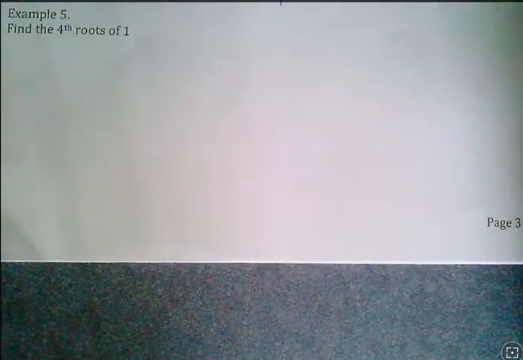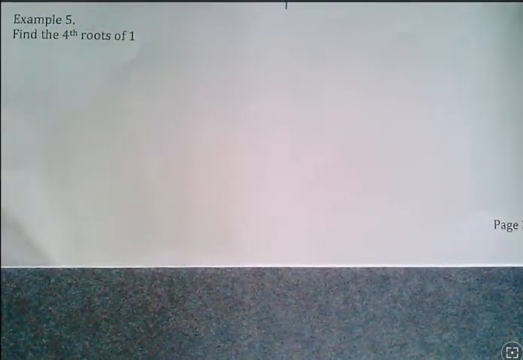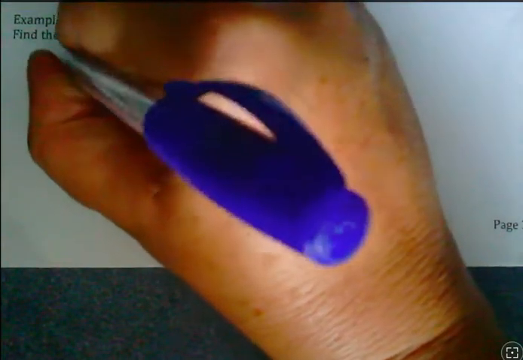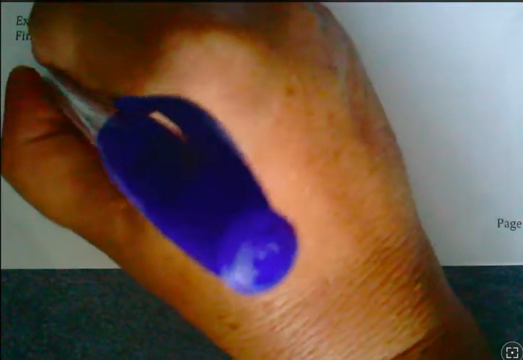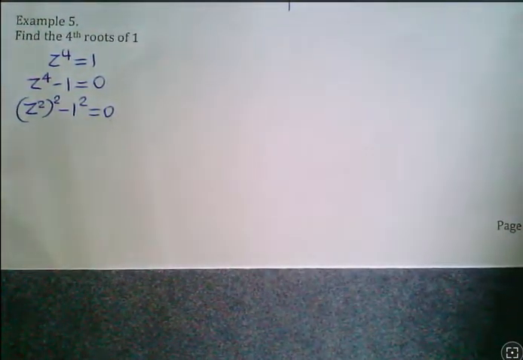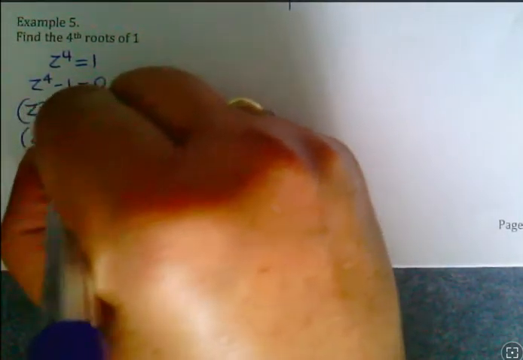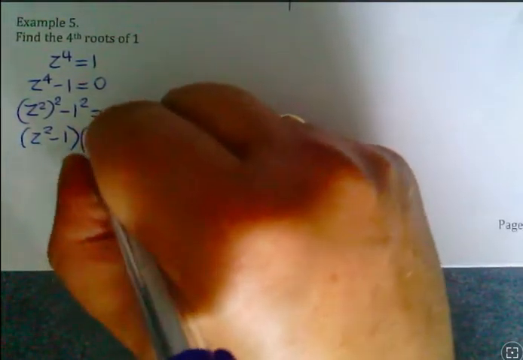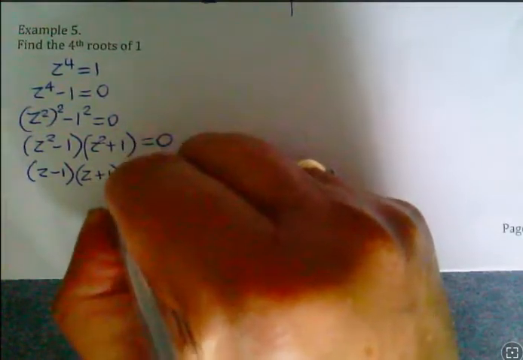Now for the last question on page 3, find the 4th roots of 1. So if z to the power of 4 equals 1, then z to the power of 4 minus 1 equals 0. So that's really z squared squared minus 1 squared is 0, and we can represent it as a difference of 2 squares. So that's a squared minus b squared is a minus b, a plus b, which is z squared minus 1 times z squared plus 1 is 0.